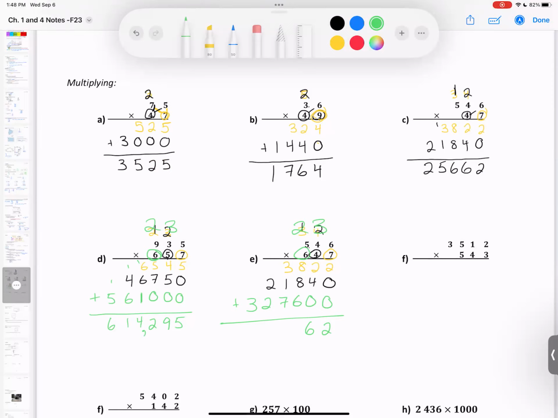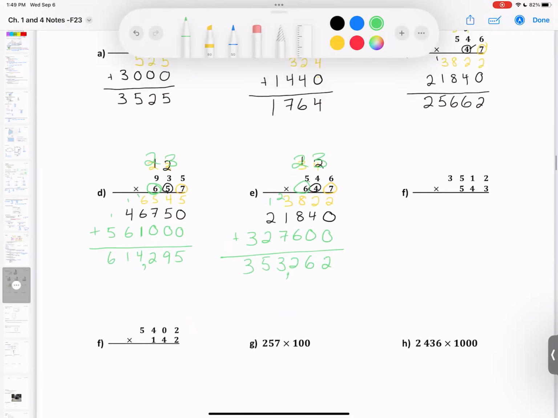So we've got 8 plus 8 is 16, plus another 6 is 22. Carry the 2, 5, 6, 13, and 5 and 3. So I get 353,262. Okay.